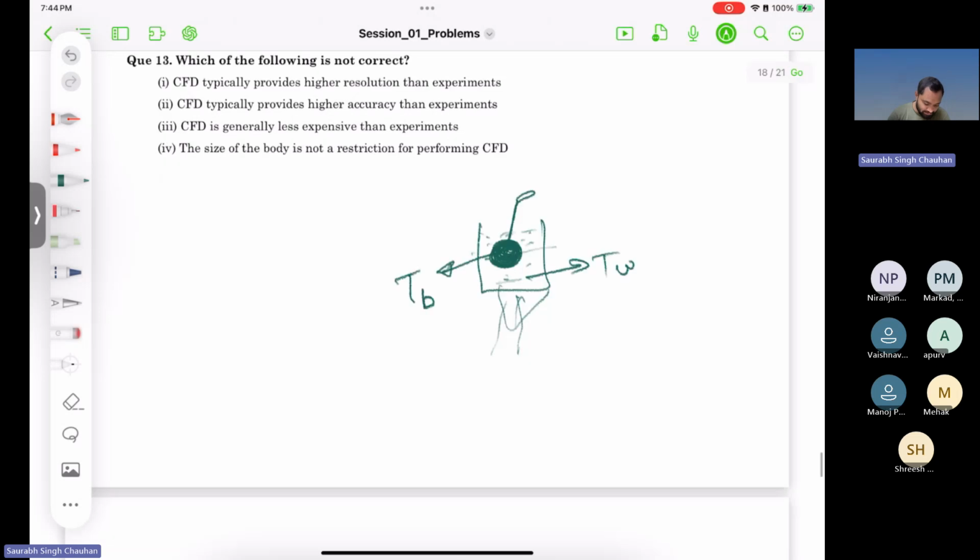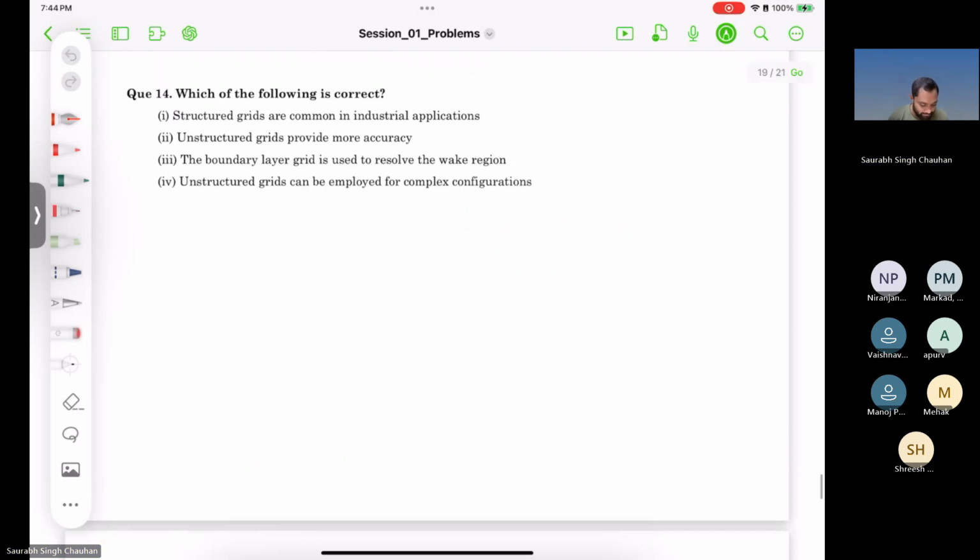Now coming to the next question, question number 14. Which of the following is correct? First option: structured grids are common in industrial applications. Second option says unstructured grids provide more accuracy. Third option says a boundary layer grid is used to resolve the wake region. Fourth option says unstructured grids can be employed for complex configurations. I think there should be no debate in this question, right?